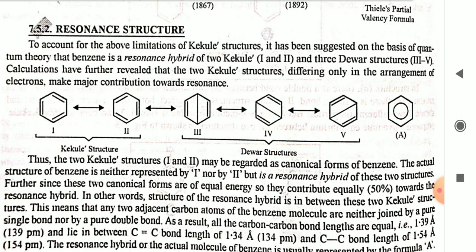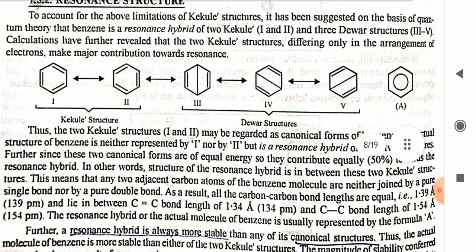This means that any two adjacent carbon atoms of the benzene molecule are neither joined by a pure single bond nor by a double bond. As a result, all the carbon-carbon bond lengths are equal, for example 1.39 angstrom or 139 picometer, and lie in between the C=C bond length of 1.34 angstrom or 134 picometer and the carbon single bond length of 1.54 angstrom or 154 picometer. The resonance hybrid or the actual molecule of benzene is usually represented by the formula A.